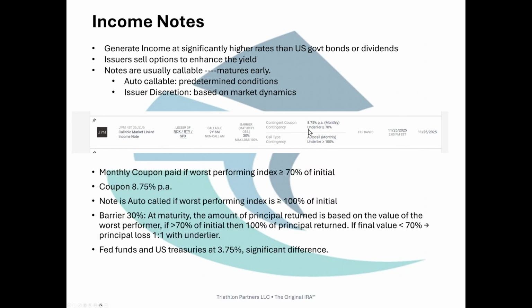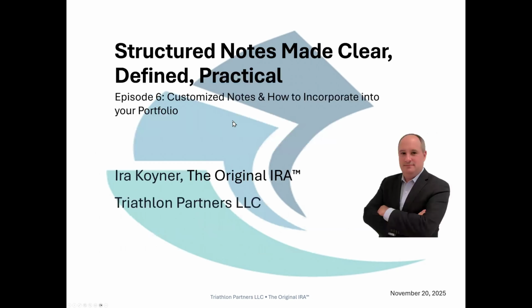its initial value. This will also be auto-called. If the worst one is greater than 100%, you get all your principal back and the note is over. You also get that month's coupon. Current US Treasury rates are around 3.75%, so you're actually earning a substantial premium.